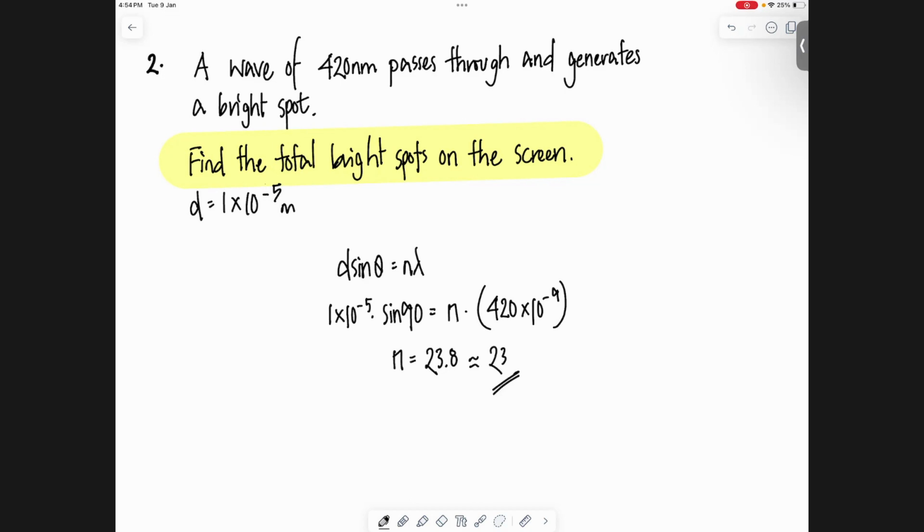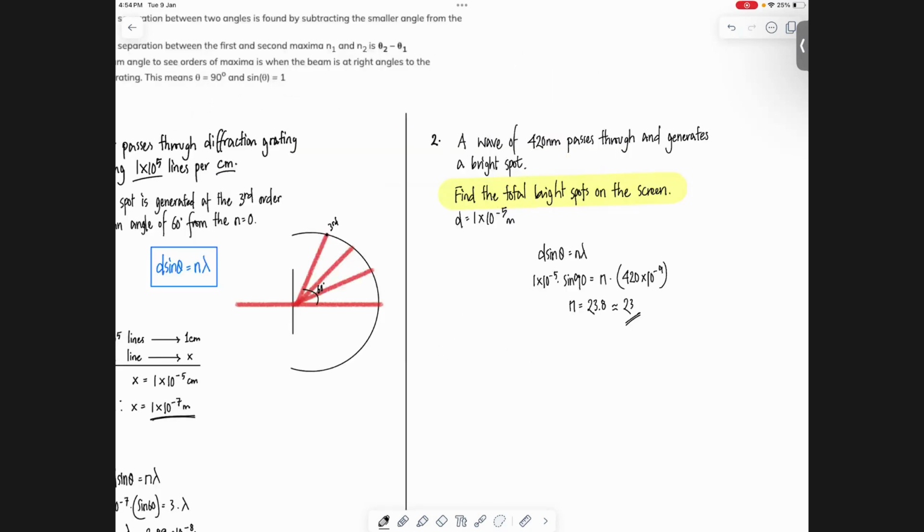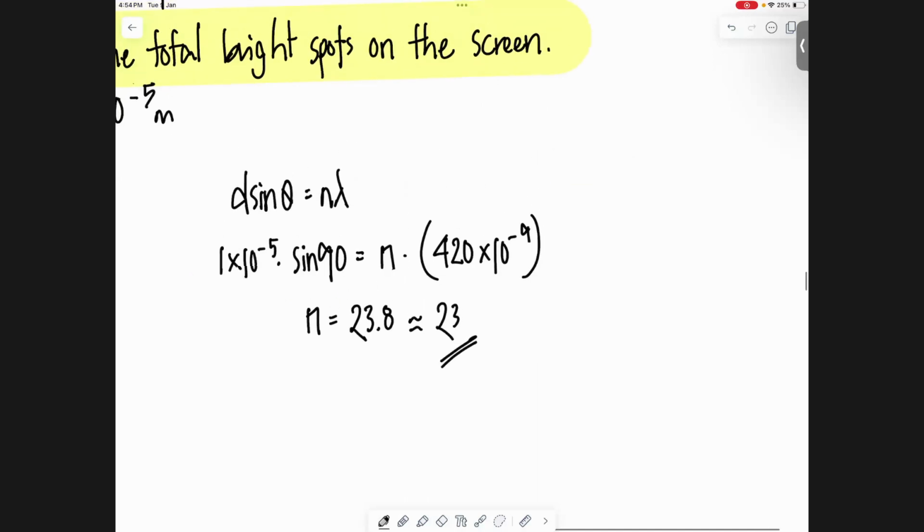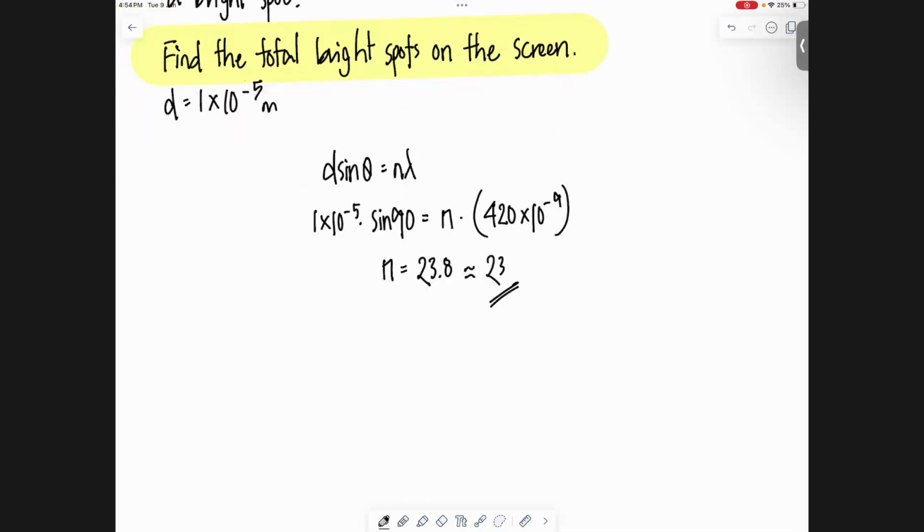There's a question here: why did you take the angle as 90? Because 90 means the light has diffracted the most, and that's the maximum number of spots possible. But this is not the answer though. It says find the total bright spots on the screen. Is the screen half or full? Full, right? So what should it be? Yes, 23 into 2. But that's not the answer either.